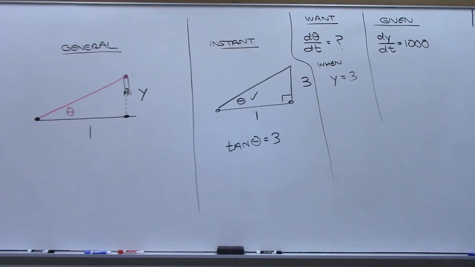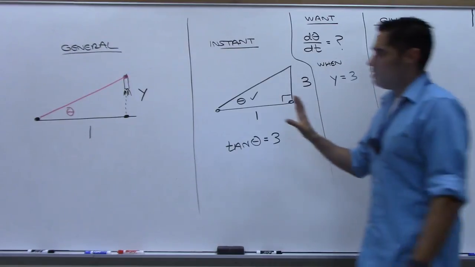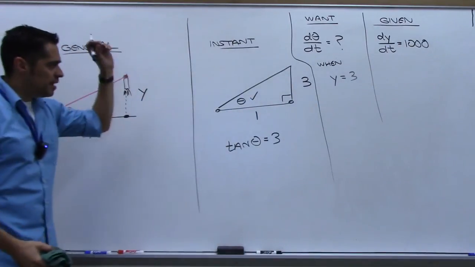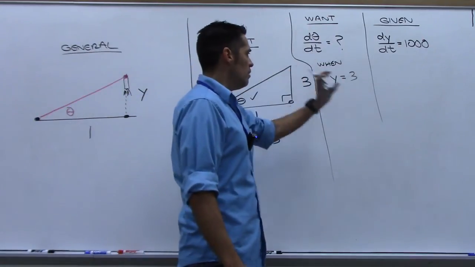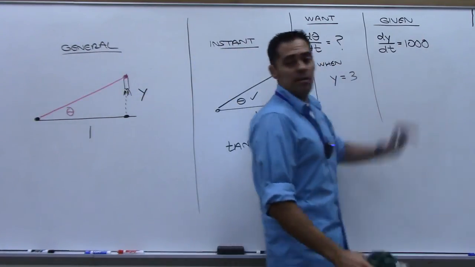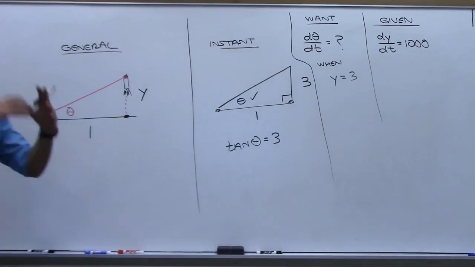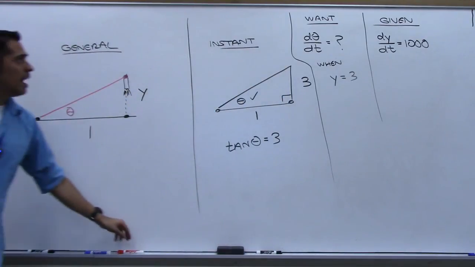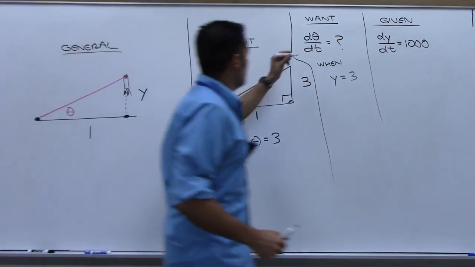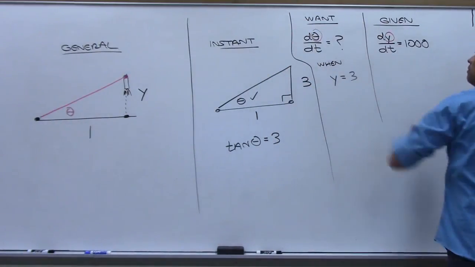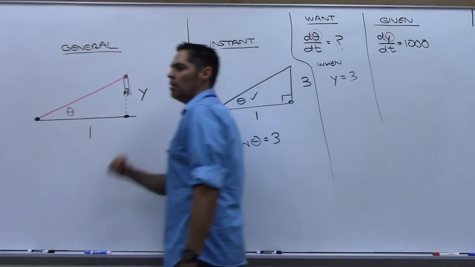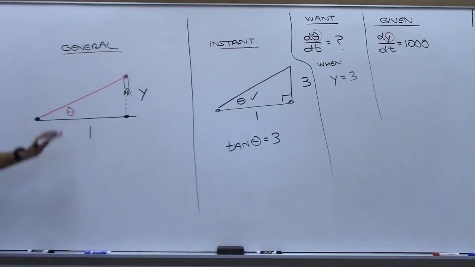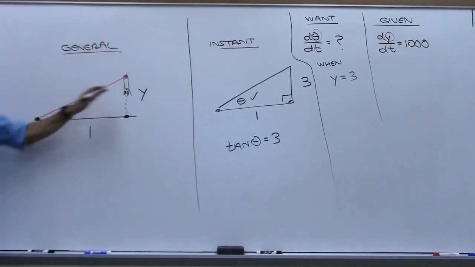So that's pretty much the setup. You draw a picture of everything moving. You draw a picture at that snapshot, that instant in time. You try to figure out what it is you're looking for, and when you wanted it. You're also trying to figure out what you were given. Once you have those, you have to connect this variable to this variable with an equation. Any equation you can come up with, looking off of this picture. What is an equation that relates these two together? Theta and y.